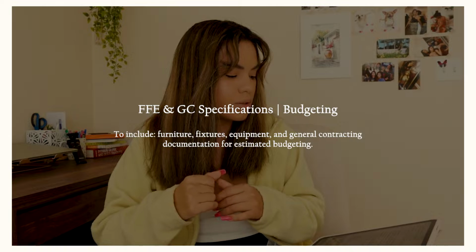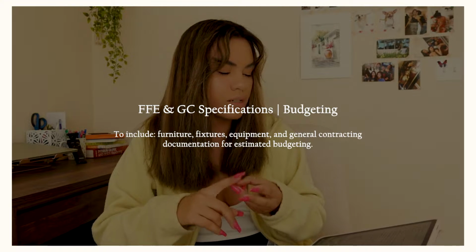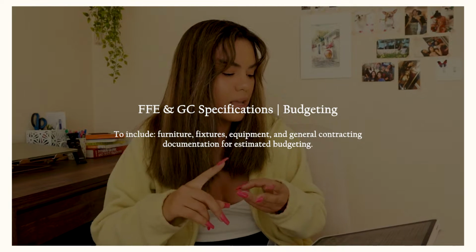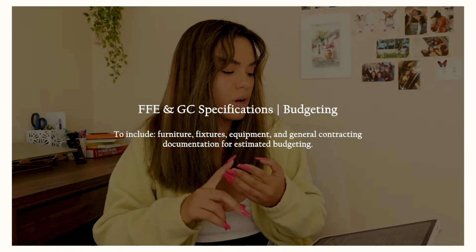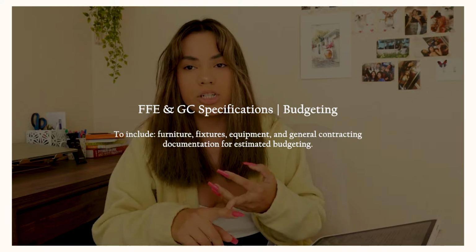I have here to include furniture, fixtures and equipment. That's what FF&E stands for. And general contracting documentation for estimated budgeting, GC. This again goes with the drawing package as well, but it helps make sure everything is in place for the proper budget.